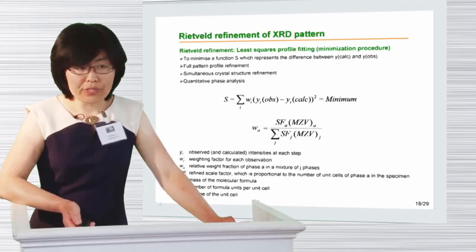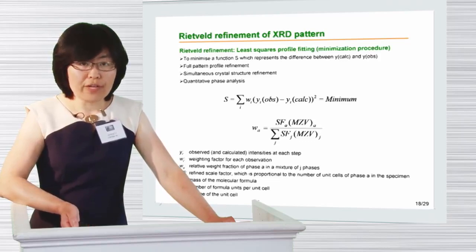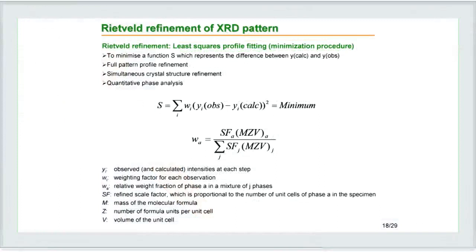And in our research work, we use the Rietveld refinement technique to further analyze our XRD pattern. This technique is a full pattern profile refinement. The purpose of this technique is to minimize a function S. This S represents the difference between the calculated Y value and the observed Y value. So if we minimize this S value, this shows that the fitting performance is good.